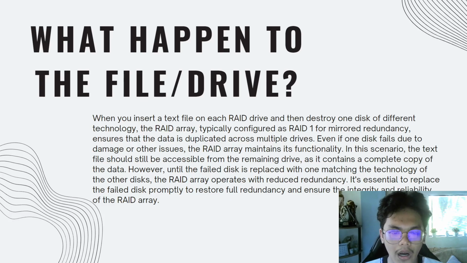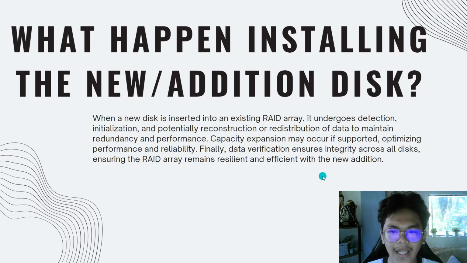In this scenario, the text file should still be accessible from the remaining drive, as it contains a complete copy of the data. However, until the failed disk is replaced with one matching the technology of the other disk, the RAID array operates with reduced redundancy. It's essential to replace the failed disk promptly to restore full redundancy and ensure the integrity and reliability of the RAID array.